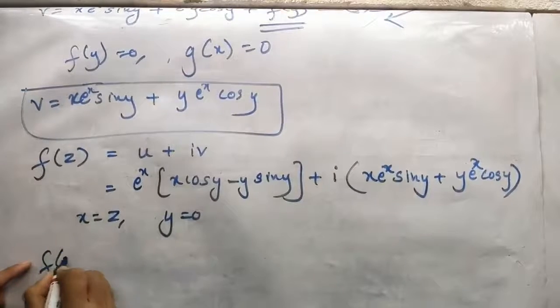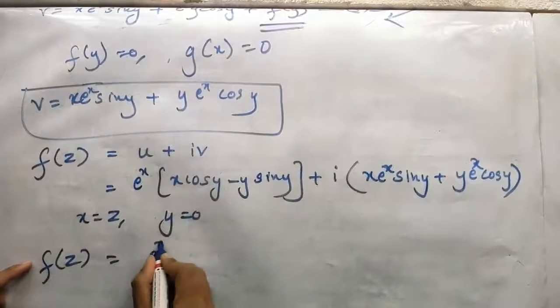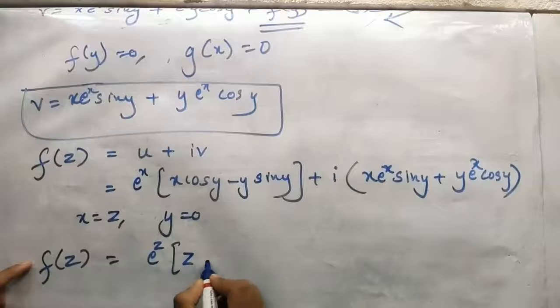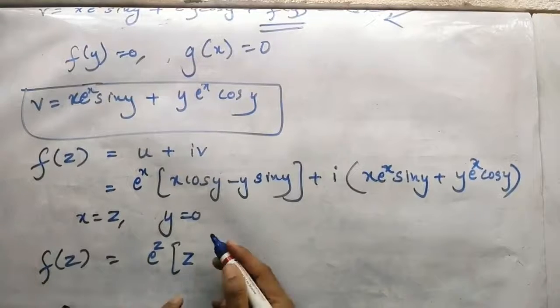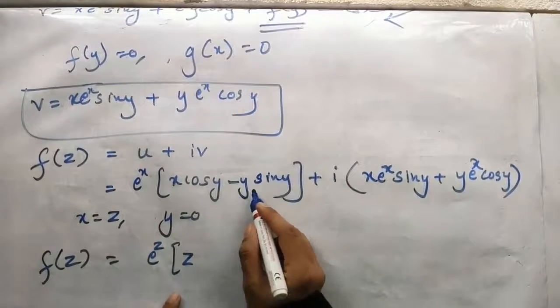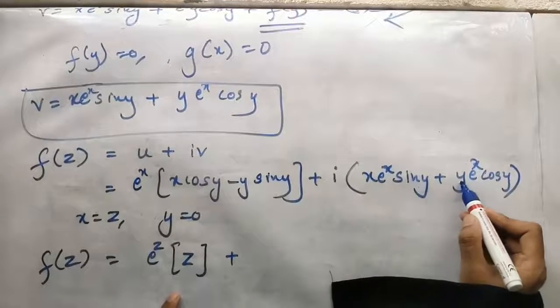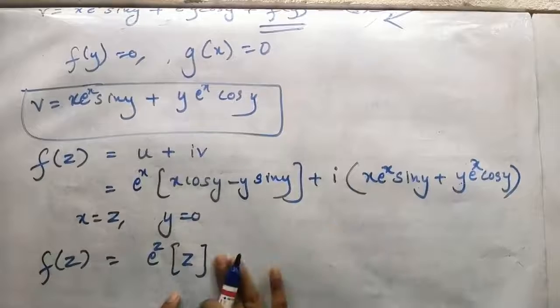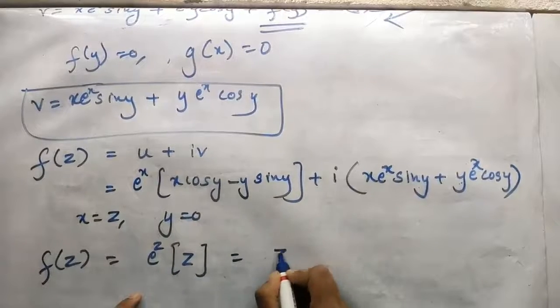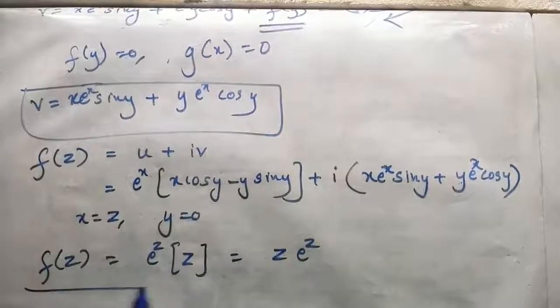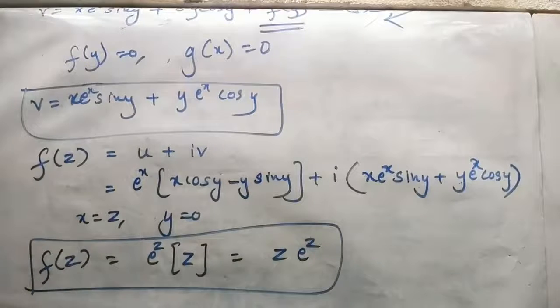So you get f of z is equal to directly e to the power z. Cos 0 is 1, sin 0 is 0, y is also 0, so you won't get any other term here. Here y is 0, so sin 0 is 0, again y is 0, so this term is also 0. So you only get z into e to power z. This is the complete solution, or the analytic function required in our example.